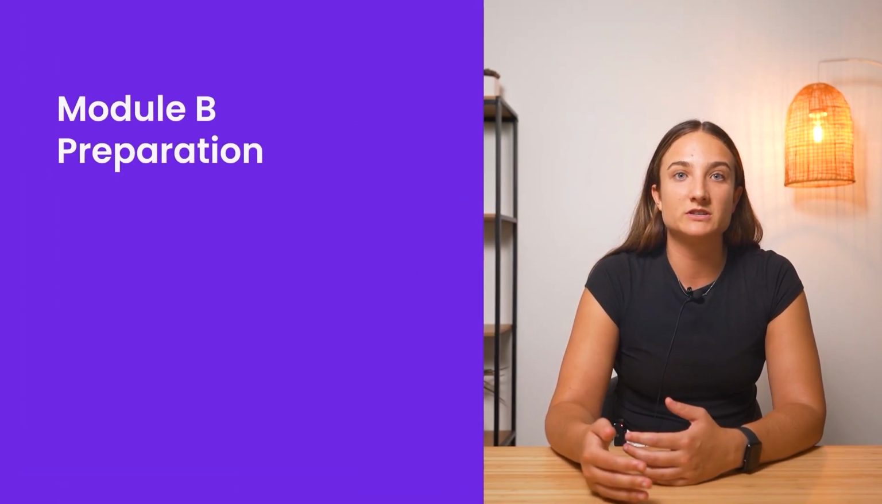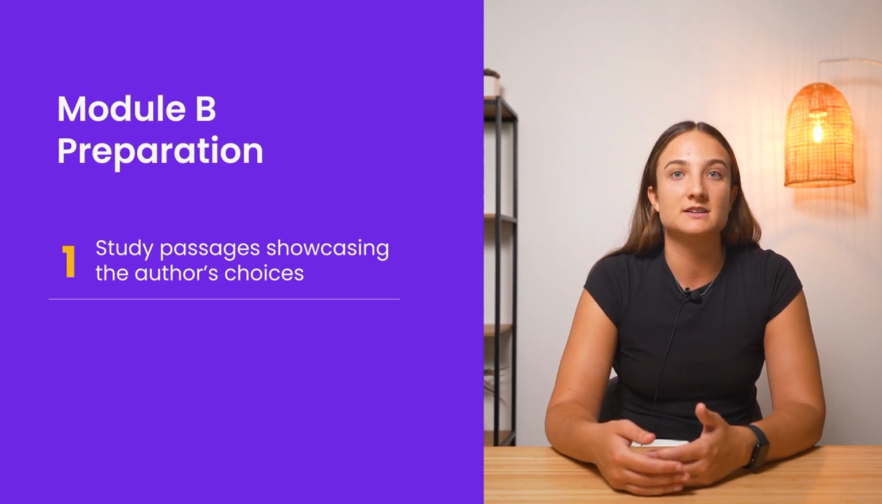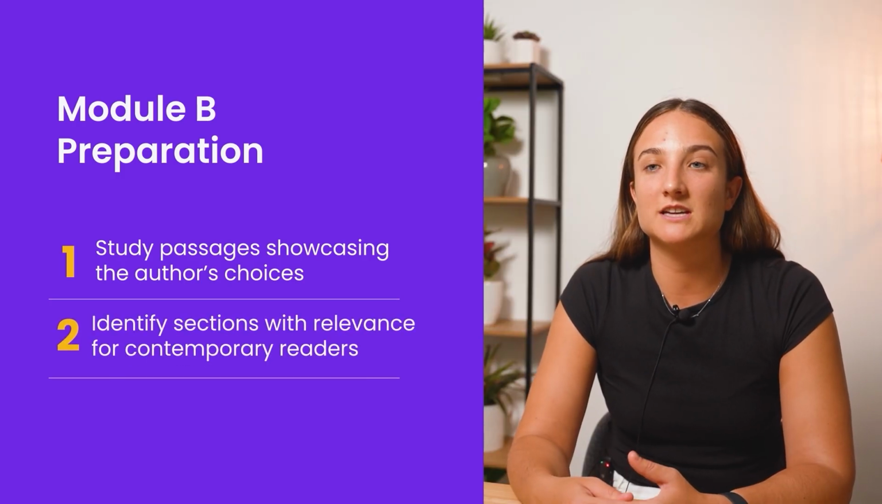Module B demands a deeper analytical approach. Your evidence must prove your text's lasting significance. Study passages that showcase the author's deliberate choices. Identify sections that maintain relevance for contemporary readers.